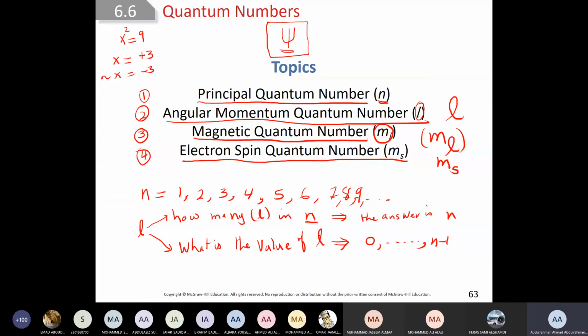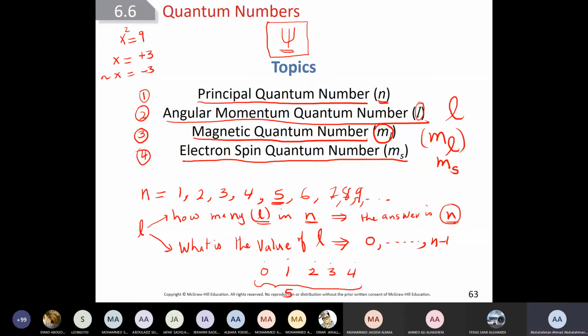Okay, now if N is equal to 5, then how many L are there in the solution? 5. Exactly, 5. What are the values? From 0 to 4. 0, 1, 2, 3, and 4. So how many solutions? One more time, count them. 5 solutions. That's why we said N, because it's 1, 2, 3, 4, 5.